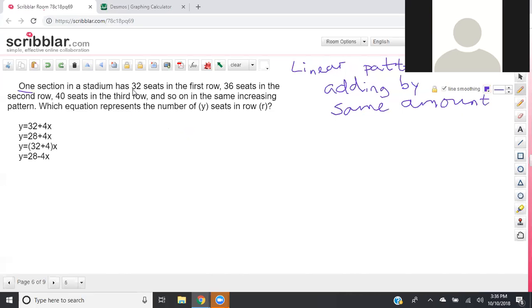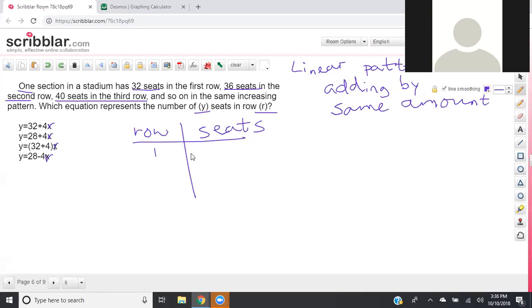So one section in a stadium has 32 seats in the first row, 36 seats in the second row, 40 seats in the third row, and so on in the same increasing pattern. Which equation represents the number of seats, Y, in row R? And I wrote all of the answers with the wrong letter. Those should all also be R's, not X's. So we want to know for which row, how many seats?